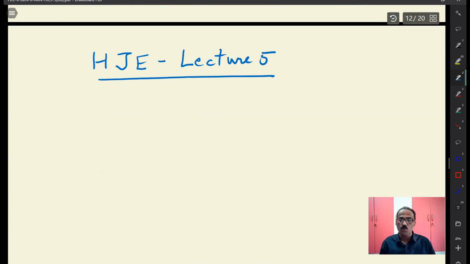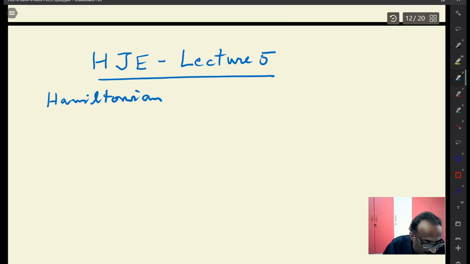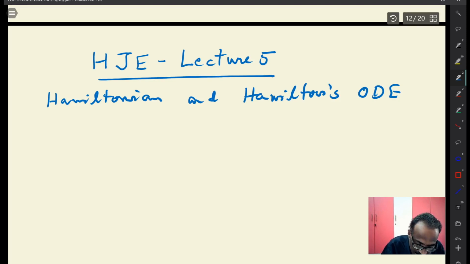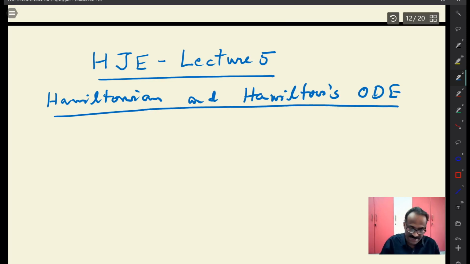So what we are going to do today is convert that system of n second order equations into what is called a system of 2n first order equations, which is called the Hamiltonian. So we are going to slowly introduce now the Hamiltonian and Hamilton's ODE. There is a big solvability issue, I will discuss it here.